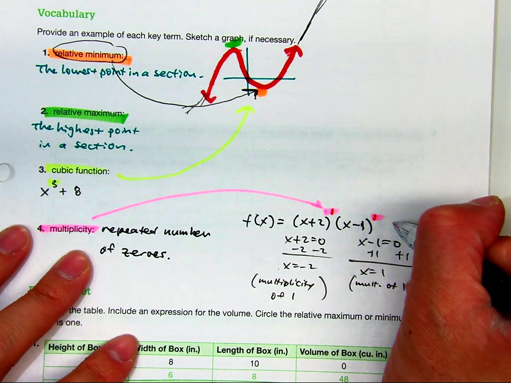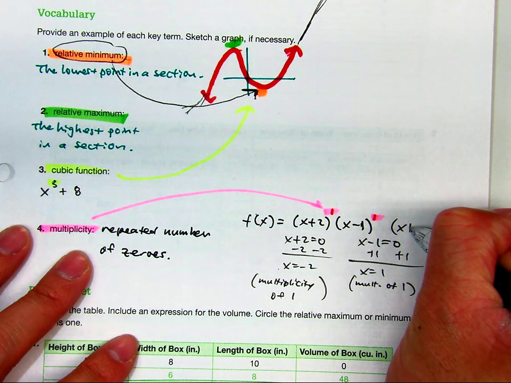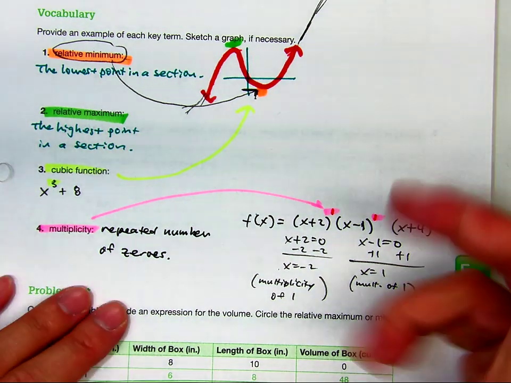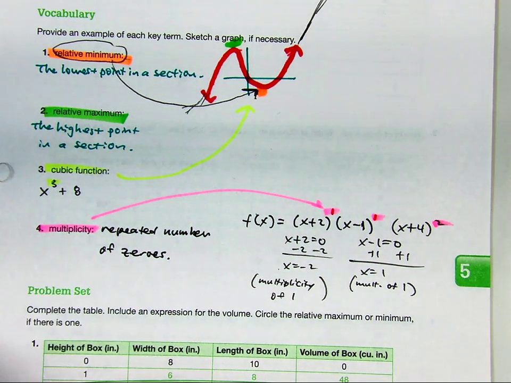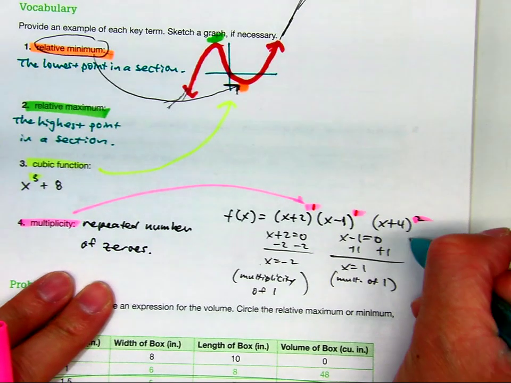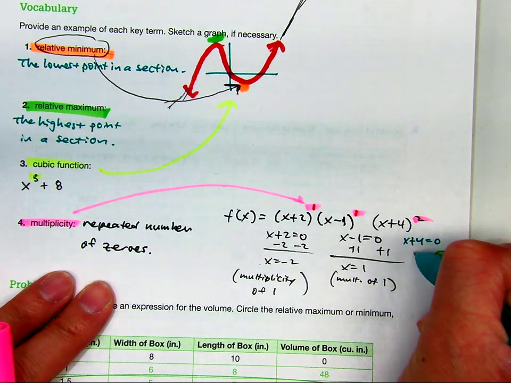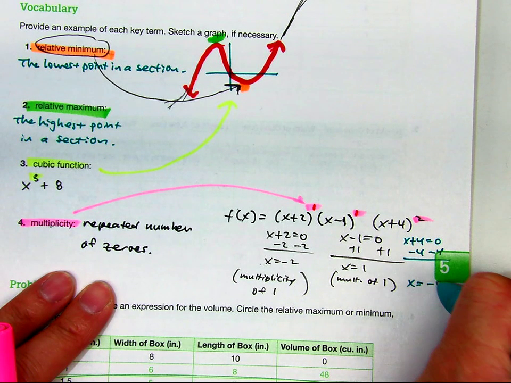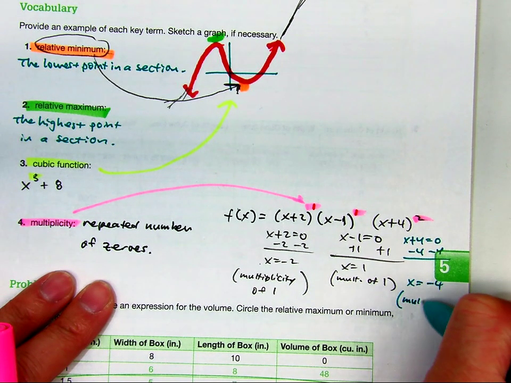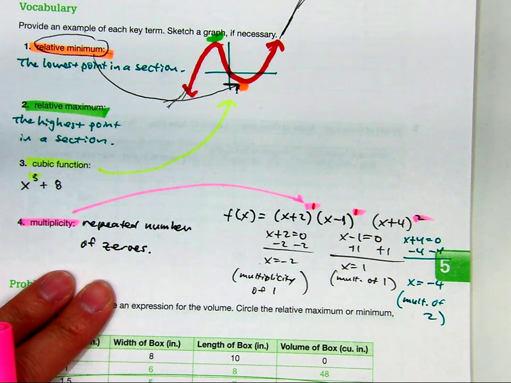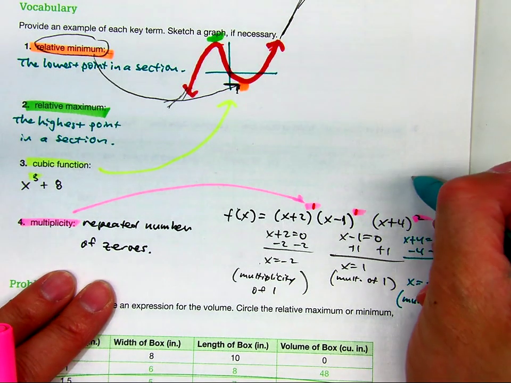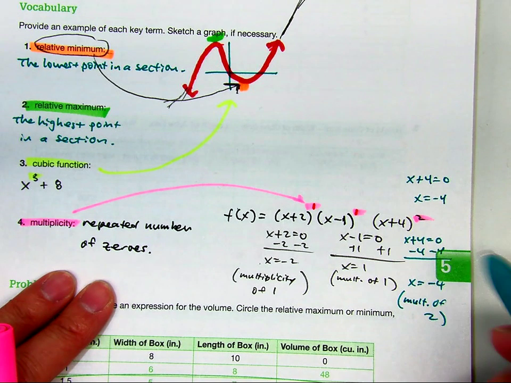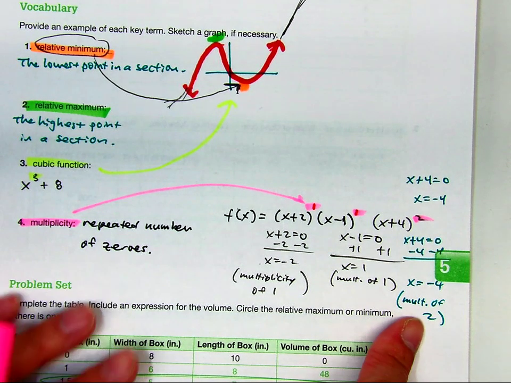You can also do something crazy like x plus 4 squared. So here the multiplicity is 2. So when I solve that problem, x plus 4 equals 0. Subtract 4. You'll get x equals negative 4. But this one has a multiplicity of 2. The reason why is basically means instead of doing the same problem twice, you're only doing it once and kind of showing the quantity, right?